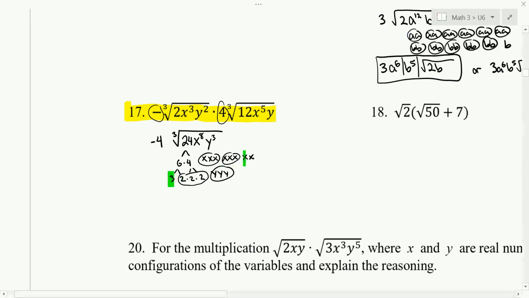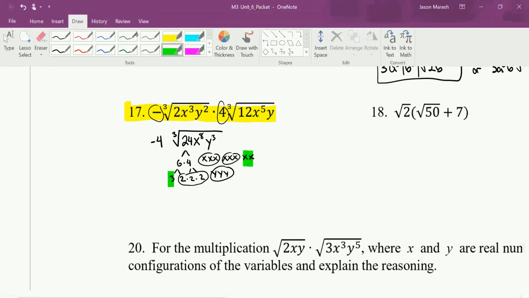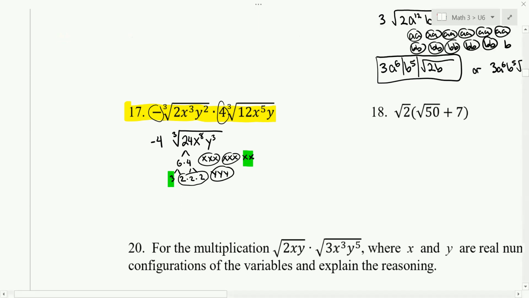So the 3 and the 2 x's remain underneath the cube root, but everything else we're able to take the cube root of. So we already had a negative 4 out in front, and then we're able to take the cube root of 2 times 2 times 2, which is 2, and then x times x, and then y, and we're left with the cube root of 3 times x times x. So this gives us negative 8x squared y times the cube root of 3x squared.